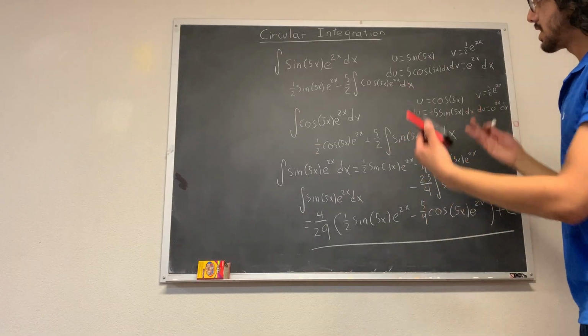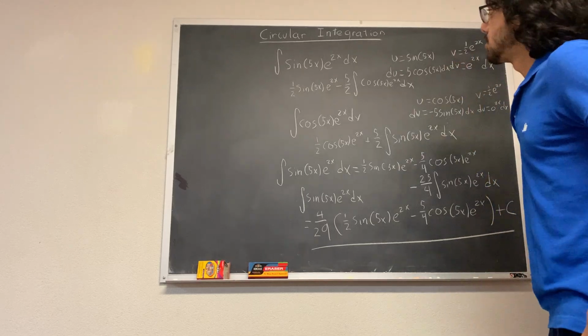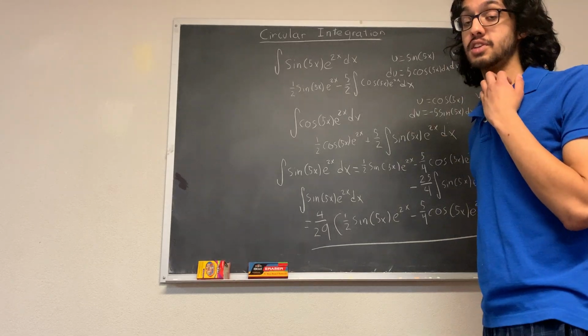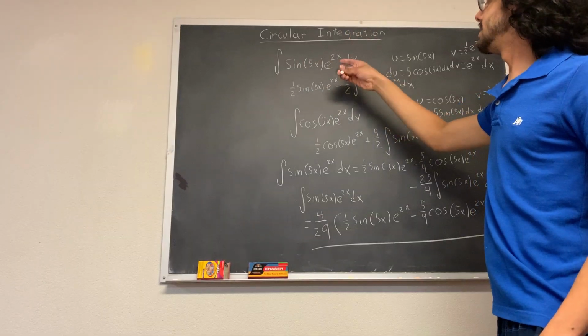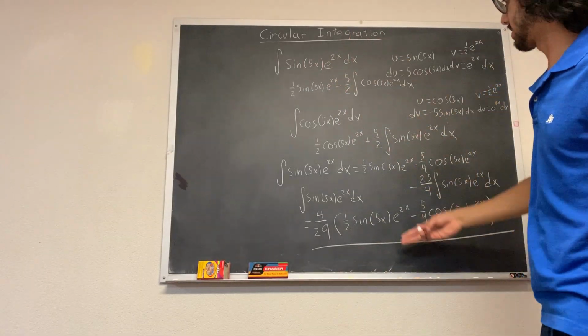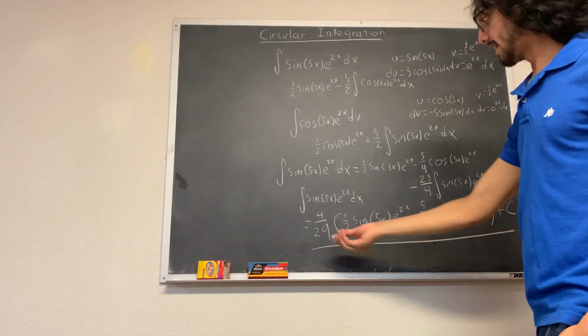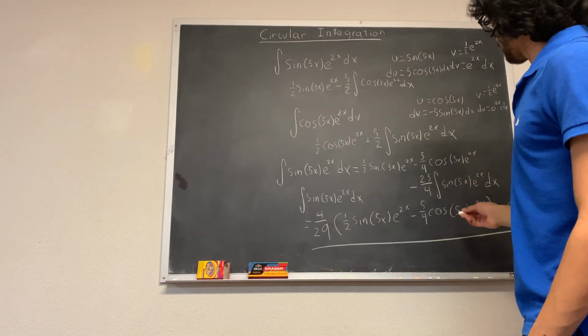So this is generally how all circular integration problems are going to go. You can tell very quickly if you're going to have to use it if you have two of these repeating functions. If you have sine of x times e to the x, cosine of x times e to the x, those are our two classic problems where we're going to be using this method. And like I said, it is a lot of work. So definitely double check your work on all these.